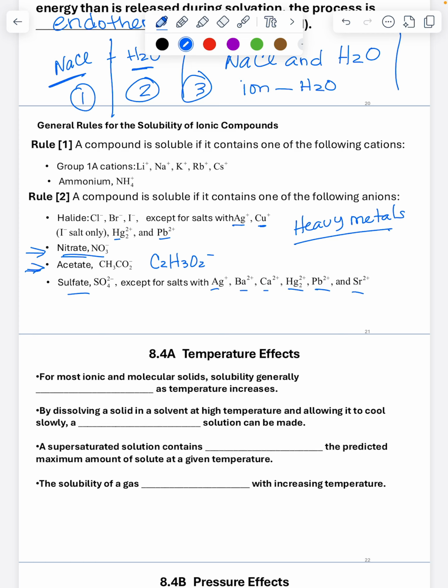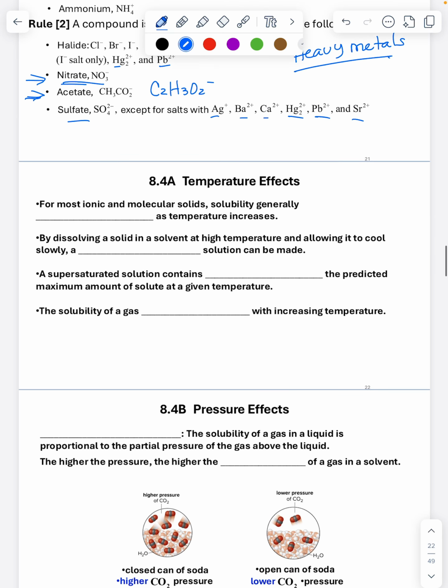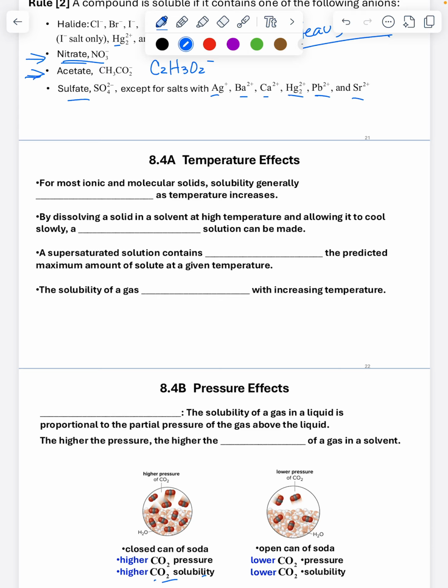All right, let's take a look at how temperature affects solubility. For most ionic and molecular solids, solubility generally increases as the temperature increases. If you've made some tea, maybe you like to drink iced tea and you want to put sugar in it. Right after you make that tea, while it's still warm, if you put the sugar in right away, it's going to dissolve faster. Whereas if you put the tea in the refrigerator and it cools off and then you try to put sugar in it, it's much more difficult to get the sugar to dissolve. So for most things, solubility increases as the temperature increases.